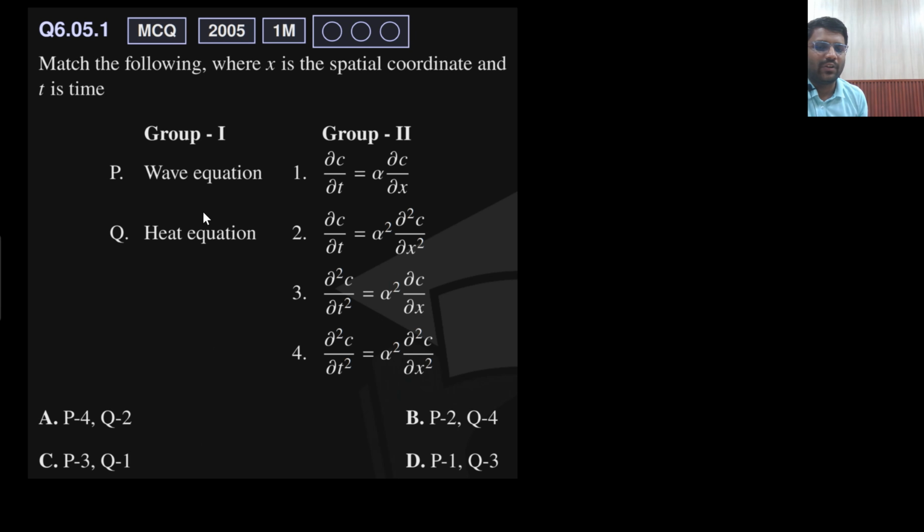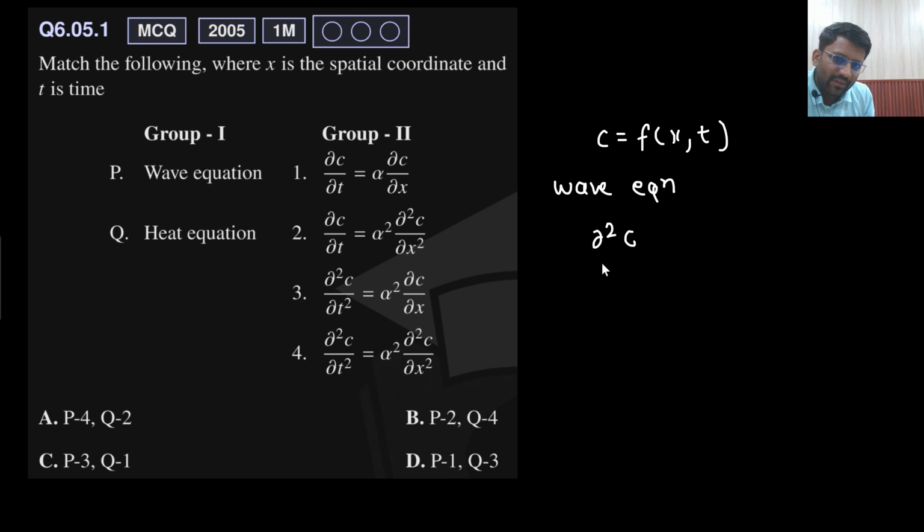What is your wave equation? Sir, the meaning of wave equation is that both sides it should be differentiated two times. So c is a function of x and t. What is the meaning of wave equation? Sir, the meaning of wave equation is that my variable will be differentiated with respect to time two times and with respect to space as well two times.